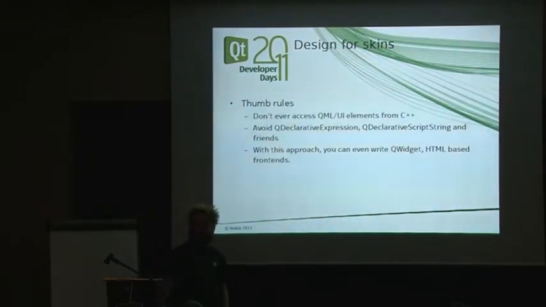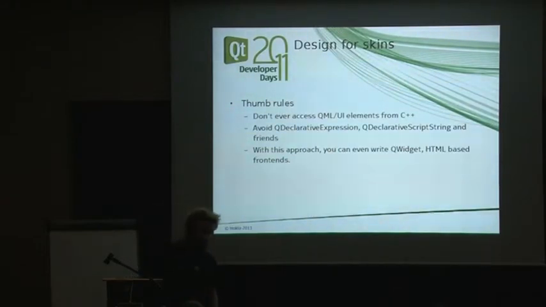So a few sample rules: don't ever access QML UI elements from C++. There are a few helpers that give you the possibility to access and interpret QML in C++. The main two are QDeclarativeExpression and QDeclarativeScriptString. Try to avoid them. If you're using them, you're probably doing something wrong. The only use case I know where they are really helpful is unit tests. If you write unit tests in C++, you want to access your QML to test the user interface. But I think that's really the only situation where you should use them.